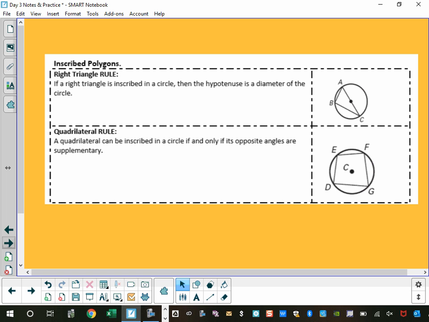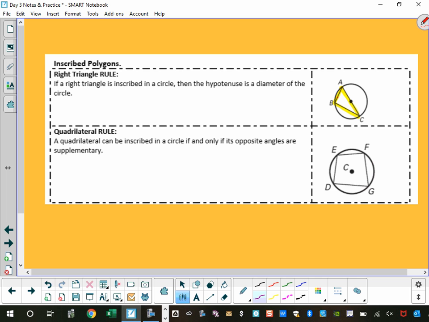Your right triangle rule says if a right triangle is inscribed in a circle, then the hypotenuse is a diameter of the circle. Do we see here that I have a right triangle inside this circle? What is my hypotenuse of that right triangle? AC. AC, good. It is also the diameter. Where would your right angle be? A, B, or C? B.